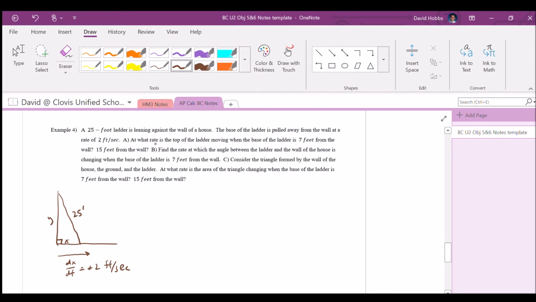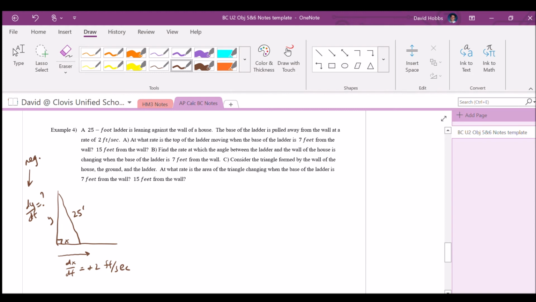Part A: at what rate is the top of the ladder moving when the base of the ladder is 7 feet from the wall and 15 feet from the wall? Here on part A, what we're really after is dy/dt when x is 7 feet and also when x is 15 feet. The y is going to be getting shorter, so I anticipate this is going to be negative.